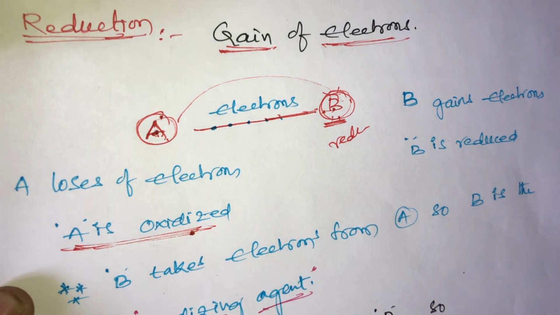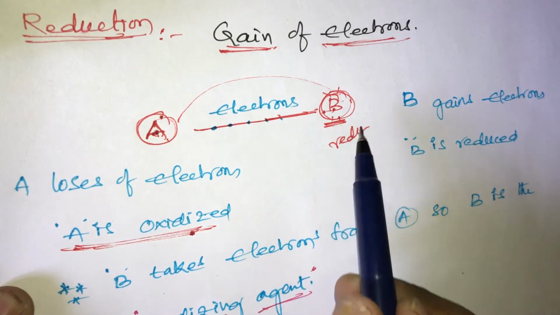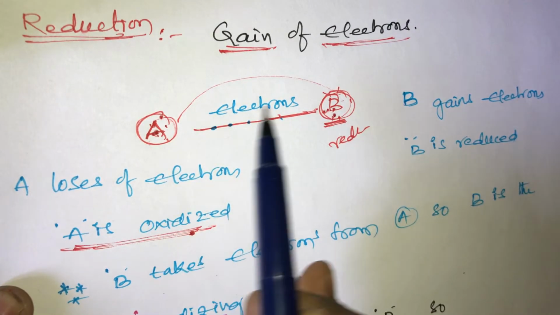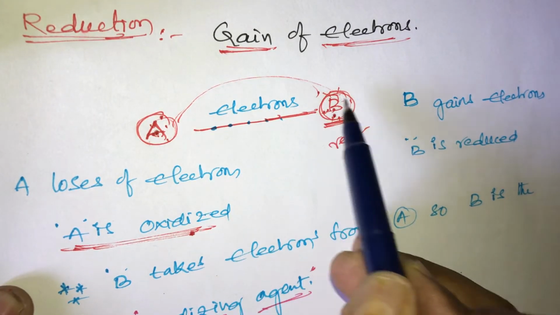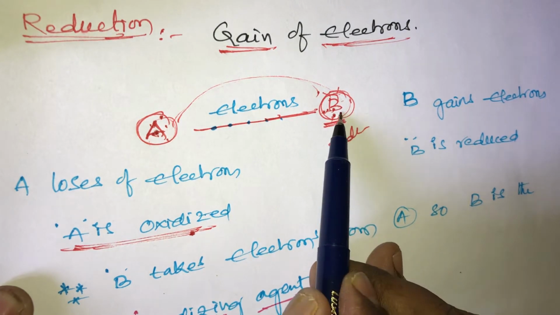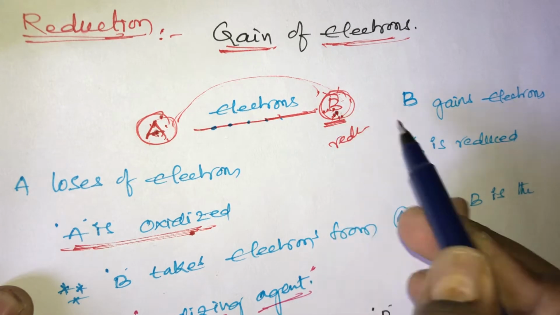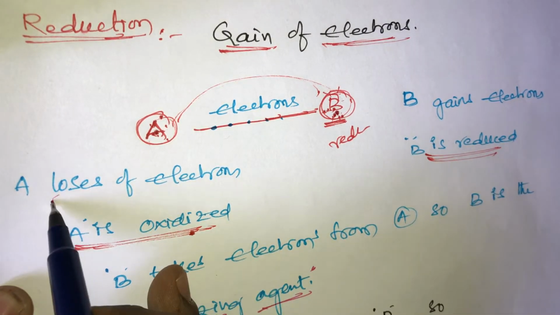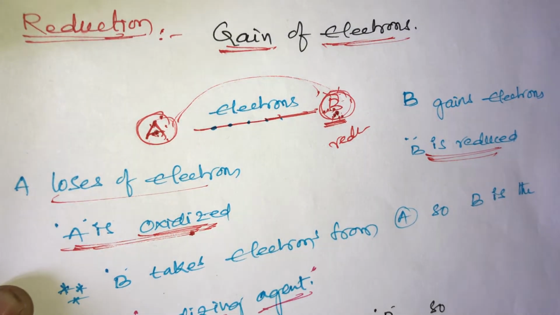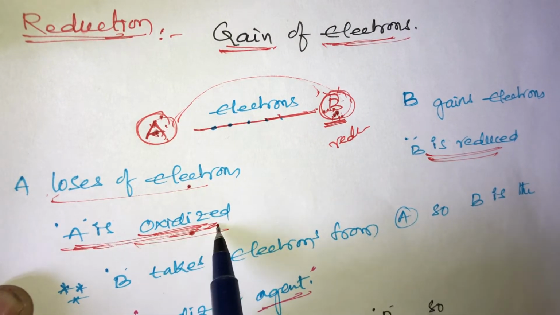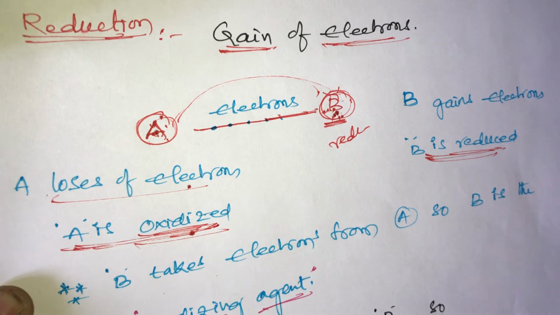So, a simple example, students: I take two substances, A and B. Here electrons are transferred from A to B. B is gaining electrons, so B is the reducer, and A is the oxidizer, because A loses electrons. So A is called the oxidizer and B is called the reducer.